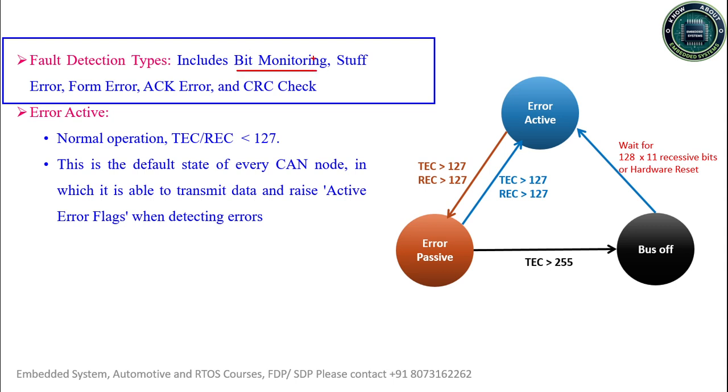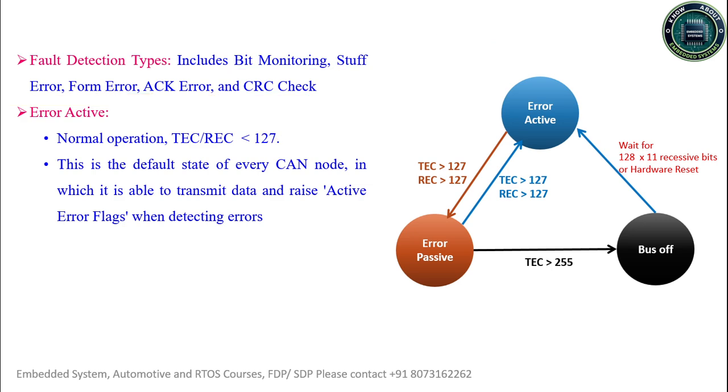One is called bit monitoring error. One is called stuff error. The errors are bit error, stuff error, form error, acknowledgement error, and CRC error. So there are totally 5 errors defined in the CAN network. Based on these errors, the error counter will get incremented or decremented whenever you transmit and receive data with error or without error. Based on the TEC and REC, the ECU states are classified into active state, passive state, and bus off state.